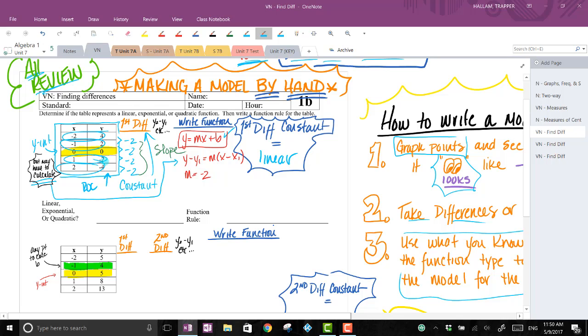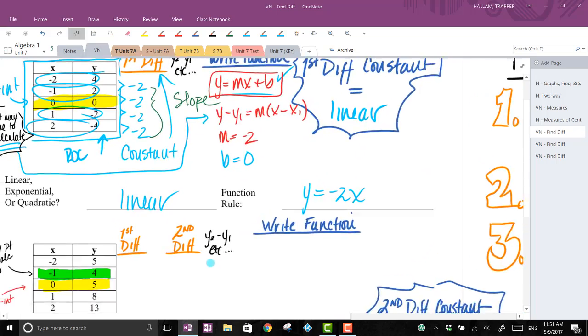But we have the y-intercept already. It's equal to 0. We've got all the information we need to write the model for slope-intercept form. So let's go ahead and do that. y equals my slope, which is negative 2, times x plus 0, which I'm not going to write because it's 0. So let's mark this down that that's a linear function and check that off our list. Now we remember how to write a model for a linear function.